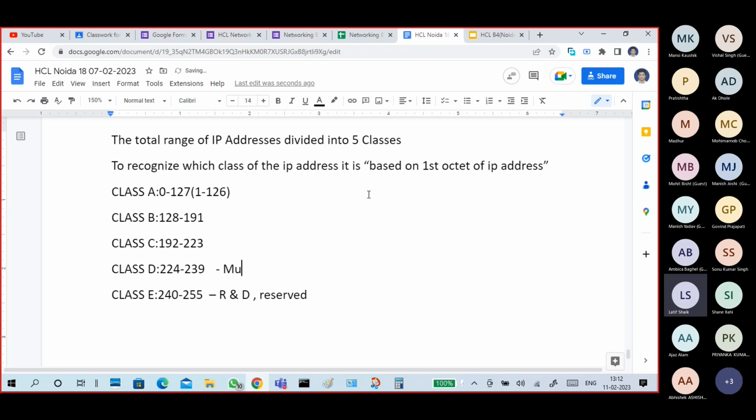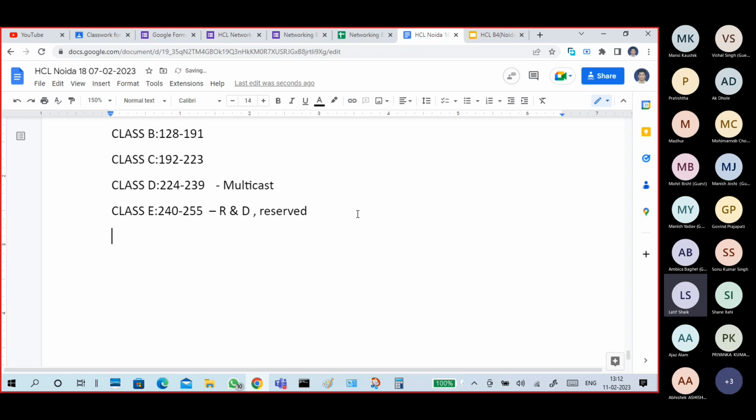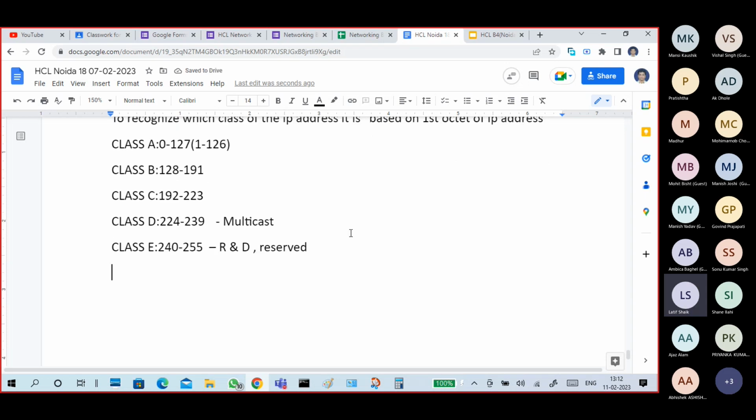So class D is multicast. Okay, it's for multicasting purposes. And also get to know the details. Okay, so we cannot assign certain IP addresses to our NICs.